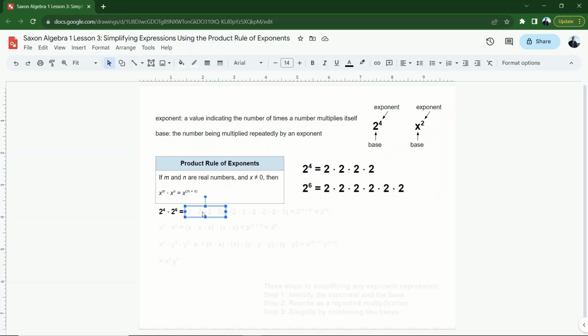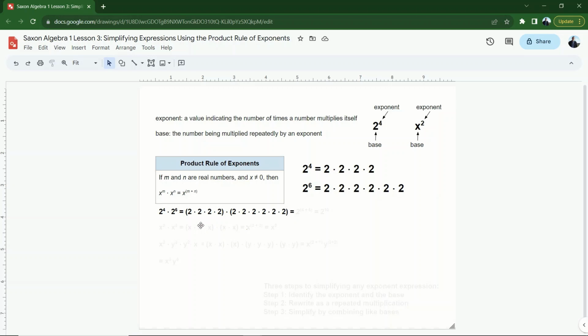I'm going to write out the expanded form showing all the multiplications. So 2 to the 4th is 2 times 2 times 2 times 2. 2 to the 6th is 2 times 2 times 2 times 2 times 2 times 2. Okay, how many times am I actually multiplying 2 here? 1, 2, 3, 4, 5, 6, 7, 8, 9, 10. I'm actually multiplying 2 times itself 10 times.